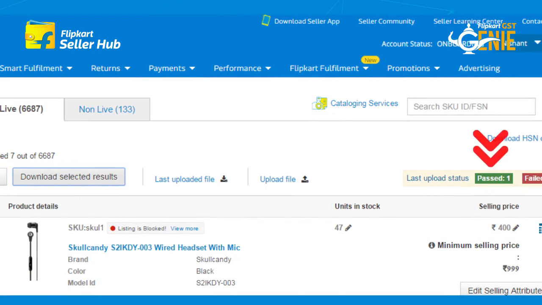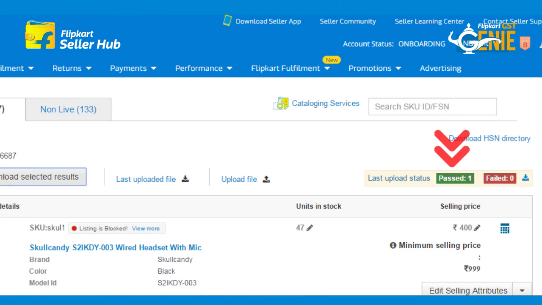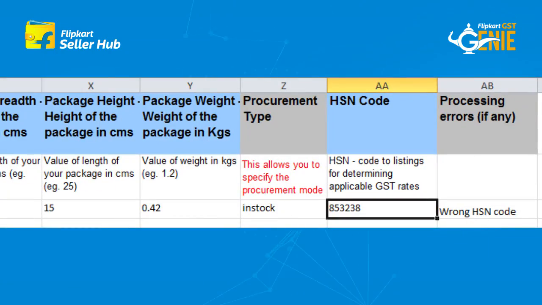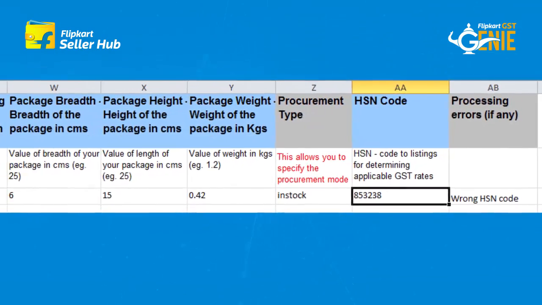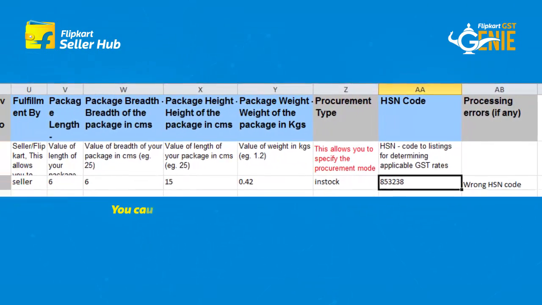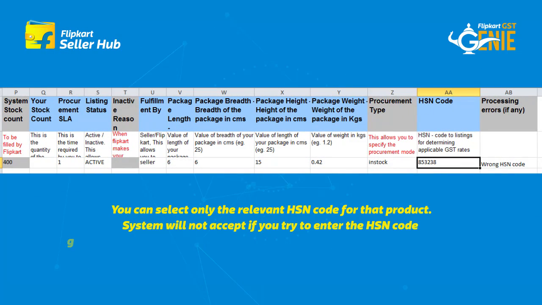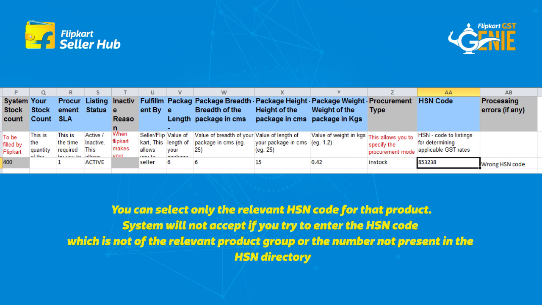Step 4. Check the status here once the file is uploaded. You will see an error in the stock file if the HSN code is invalid. Please remember, you can select only the relevant HSN code for that product. Our system will not accept it if you try to enter an HSN code which is not of the relevant product group or if the number is not present in the HSN directory.